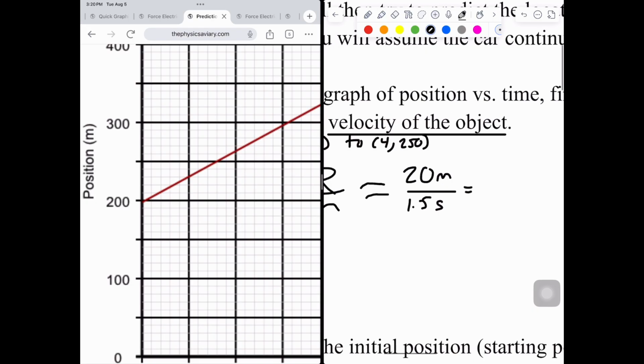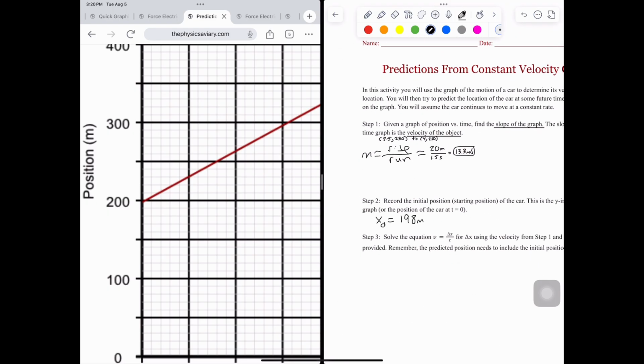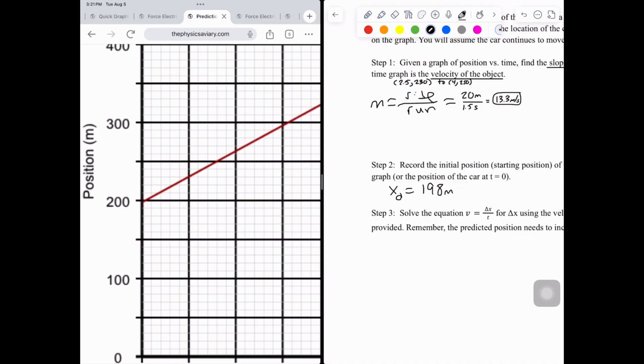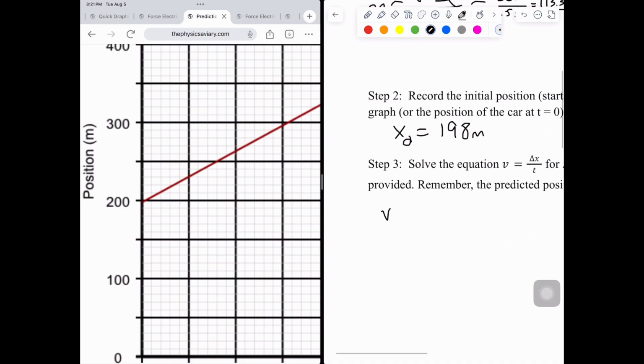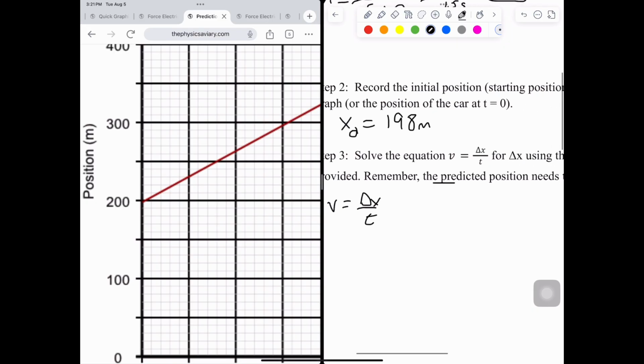Go ahead and run this. So 20 divided by 1.5 is roughly about 13.3 meters per second. So there's my slope, which is my speed. Our y-intercept is the initial position of the car. I'm estimating that. And then what we need to do is take the equation v equals delta x over t, and we have to solve it for the predicted final position x.